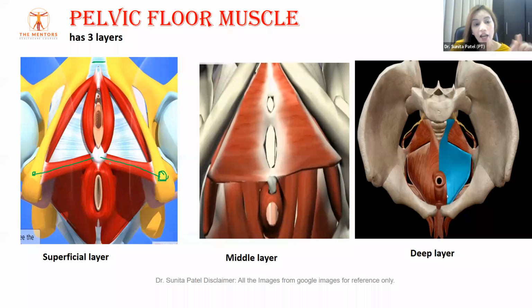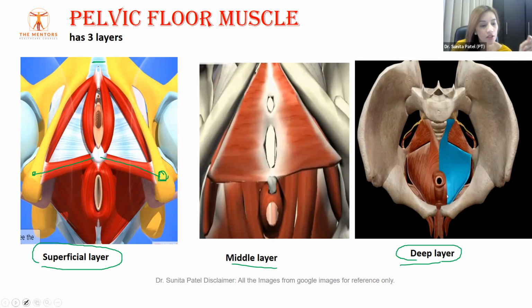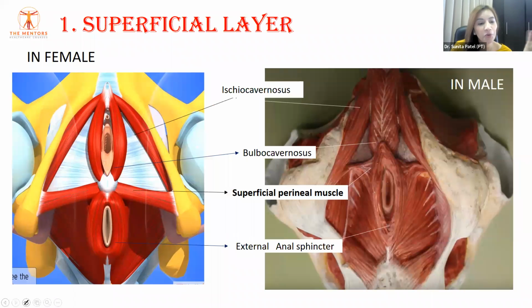Now we have a very important muscle lying there. That is a muscle of the superficial layer. After superficial, we have a middle layer. After middle, we have a deep layer. The deep layer we call the levator ani muscle, also endopelvic fascia. These are all the names of the deep layer. So let's understand the superficial layer first. To see the first layer, you have to remove the skin, which is present on the top.